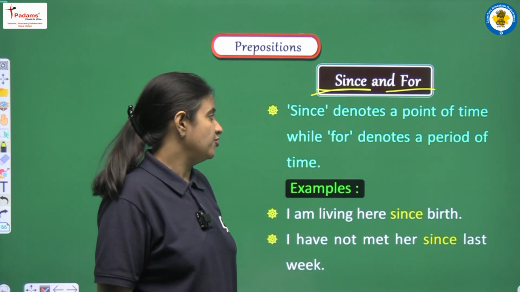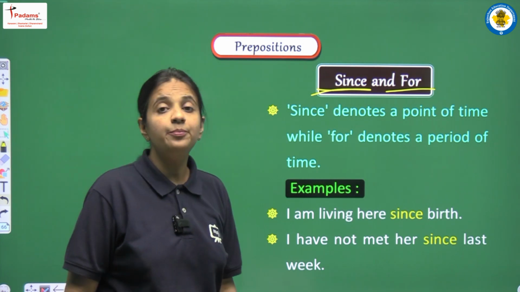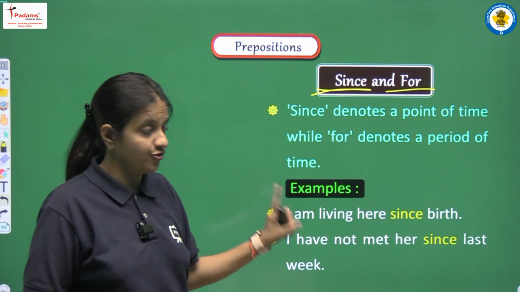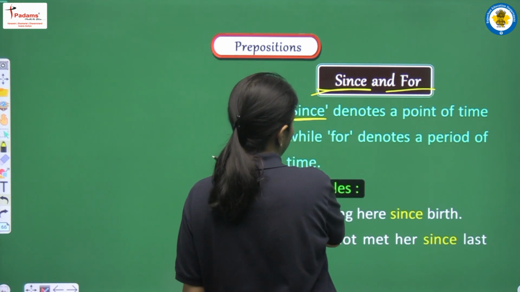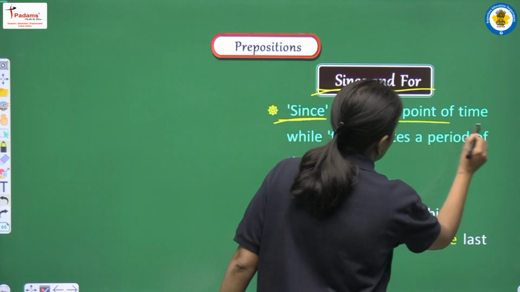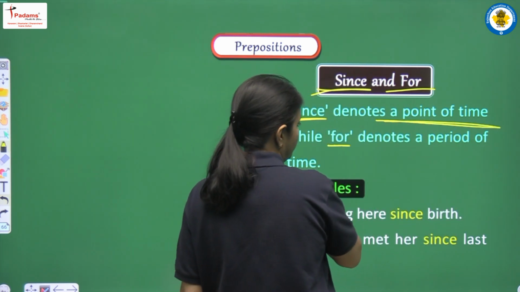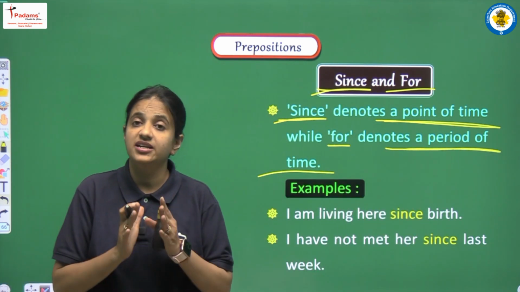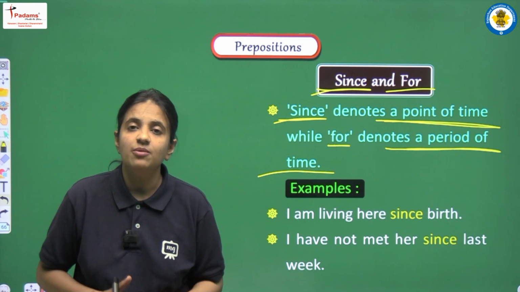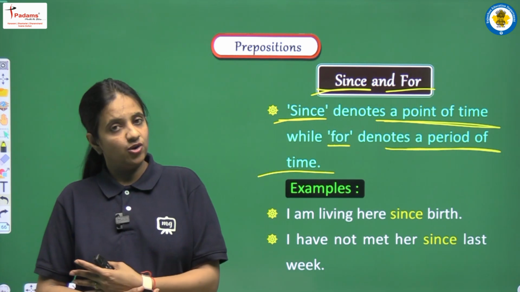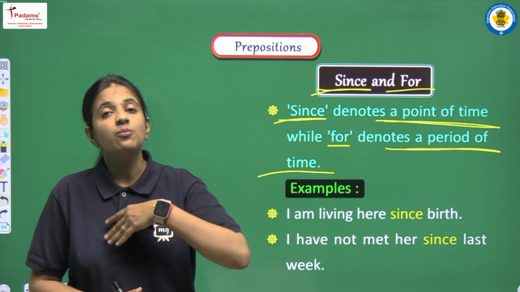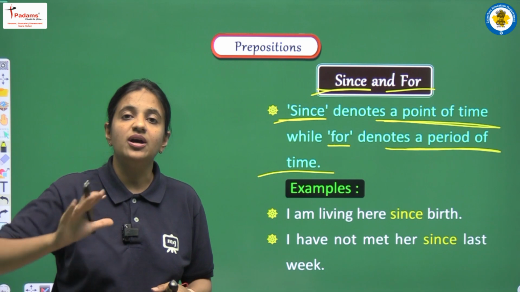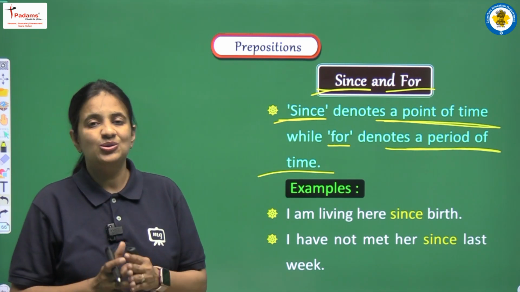Since denotes a point of time, while for denotes a period of time. So first of all, we are having the difference that is there between since and for. So let's see one more time. With the help of since, we can denote a point of time, and with the help of for, we can denote a period of time. So this is the basic difference. Okay. So if we are talking about one particular time, one exact time, one point of time, then we have to use since. But if we are talking about a period of time, then we have to use for.